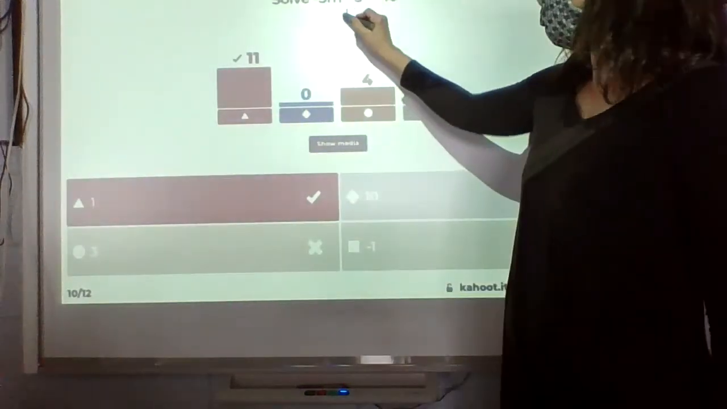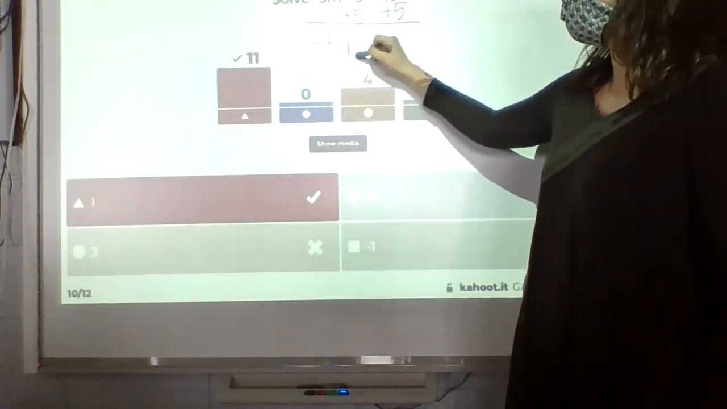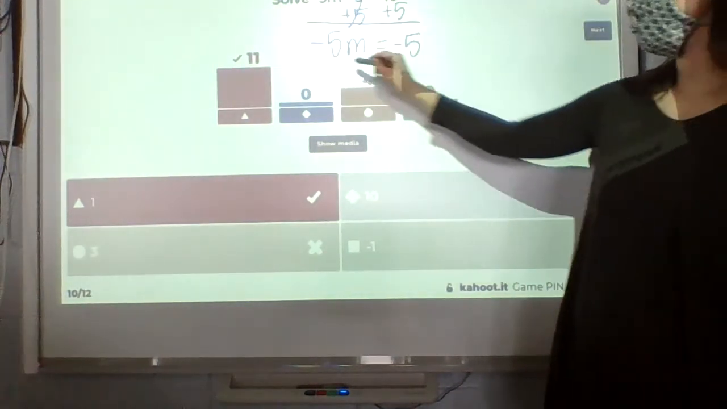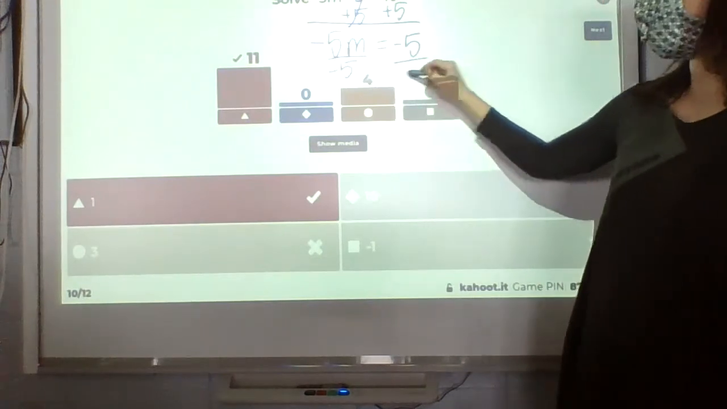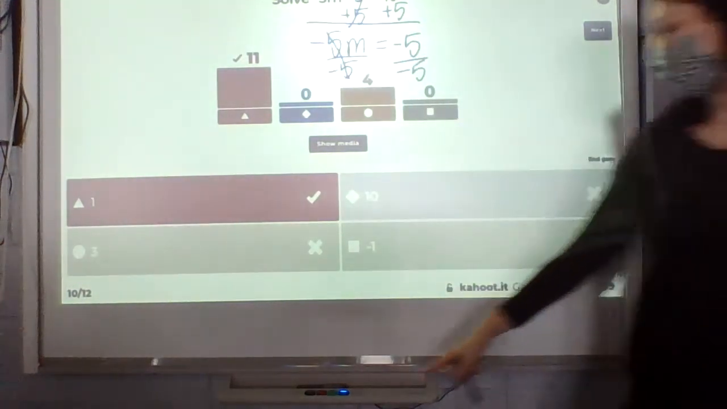Okay, so we have to move this 5 over. And you do the opposite to move it over, so we get a -5 here. Then I have to divide by a -5. A negative divided by a negative is a positive 1.